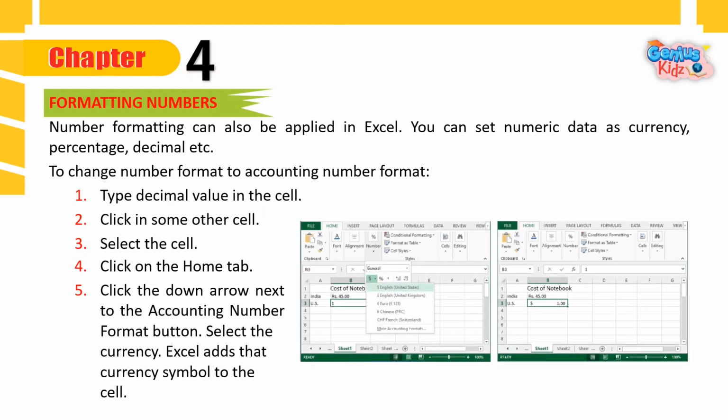Formatting numbers. Number formatting can also be applied in Excel. You can set numeric data as currency, percentage, decimal, etc. To change number format to accounting number format: 1. Type a decimal value in the cell. 2. Click in some other cell. 3. Select the cell. 4. Click on the Home tab. 5. Click the down arrow next to the accounting number format button. Select the currency. Excel adds that currency symbol to the cell.